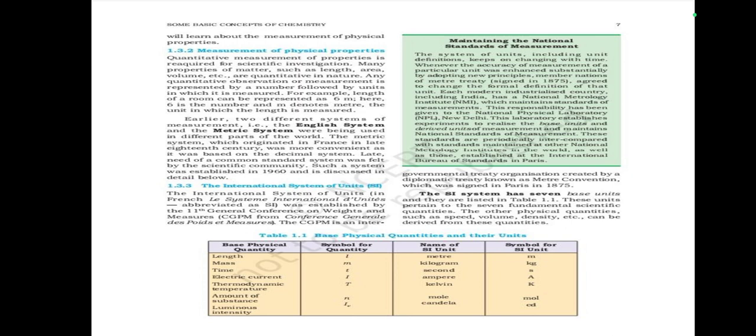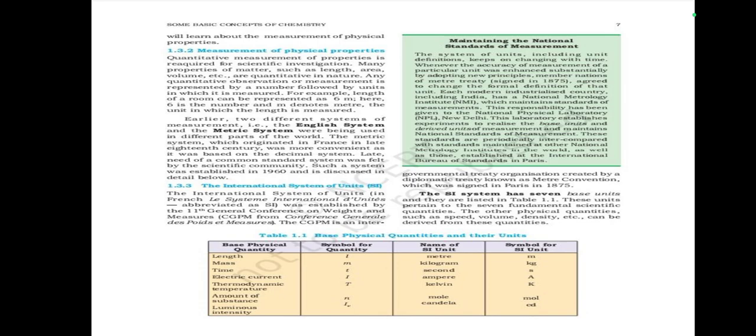The International System of Units, in French Le Système International d'Unités, abbreviated as SI, was established by the 11th General Conference on Weights and Measures, CGPM, from Conférence Générale des Poids et Mesures. The CGPM is an intergovernmental treaty organization created by a diplomatic treaty known as the Meter Convention, which was signed in Paris in 1875.